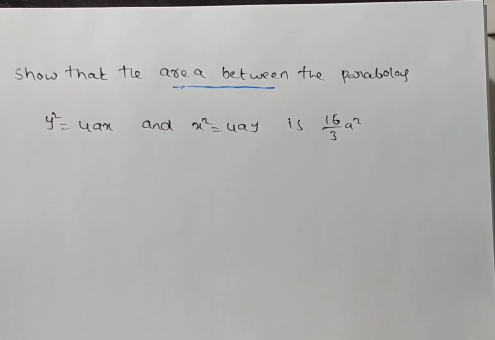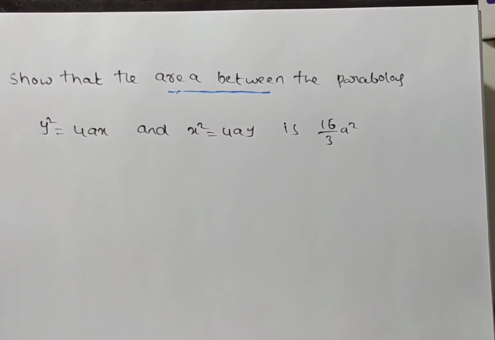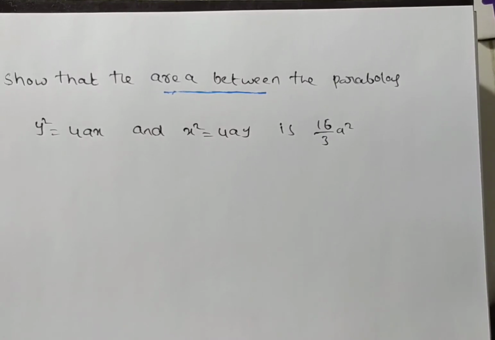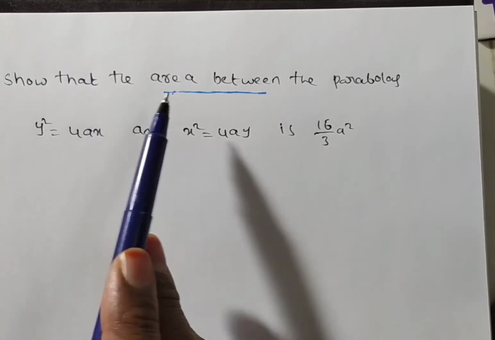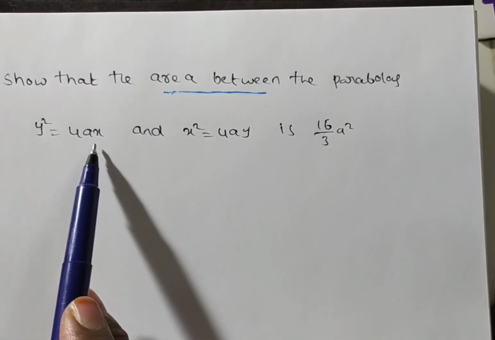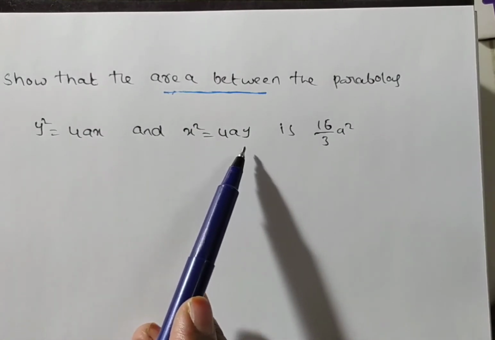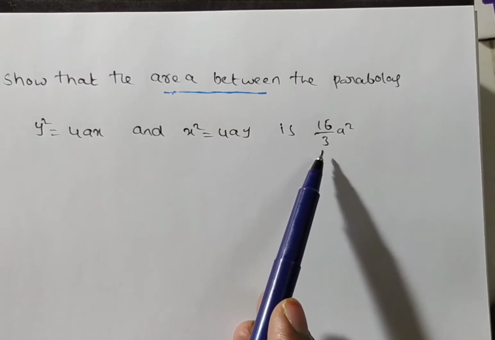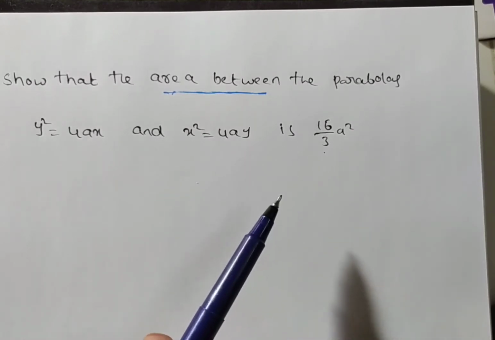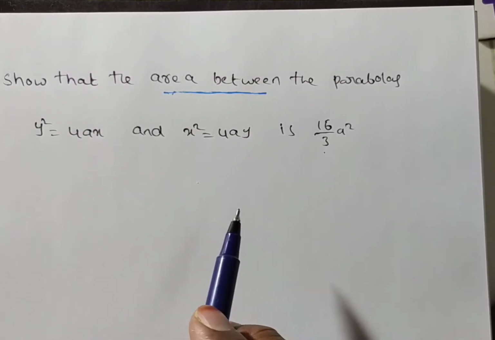Friends, now we are solving a problem on multiple integrals, and the topic is finding the area bounded by two curves. Here you observe, the given problem is: show that the area between the two parabolas y square is equal to 4ax and x square is equal to 4ay is 16 by 3 times a square. So directly they have given it, we have to prove this, right? So how to solve these types of problems?